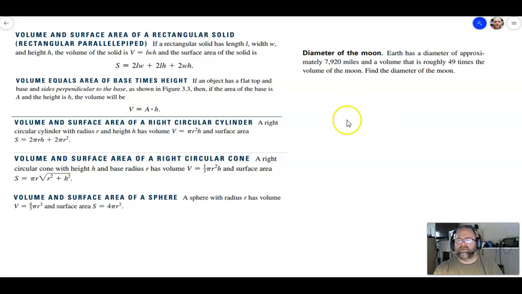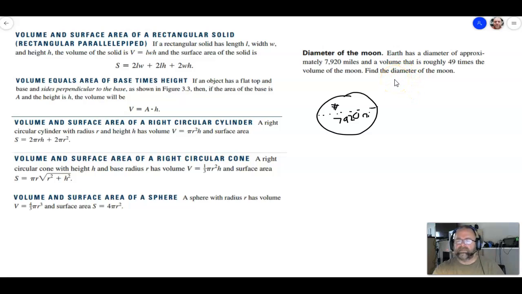So we are first given the diameter of the Earth. Let's just kind of draw, I don't really know how to draw a sphere too much, but this is going to have a diameter, so that's a distance all the way across here, of 7,920 miles. I didn't write that very well. And its volume is roughly 49 times the volume of the moon. Find the diameter of the moon.